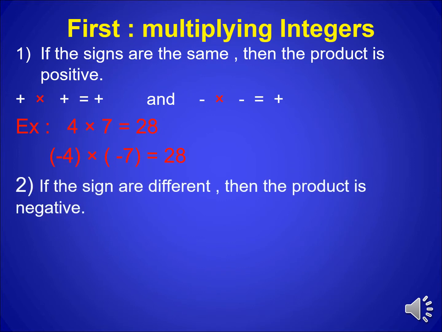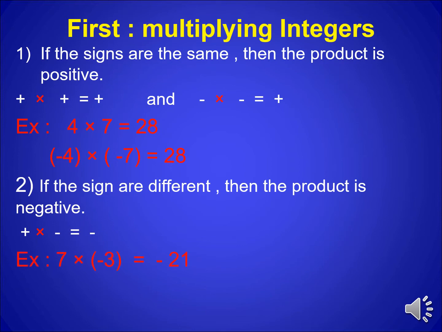Number 2, if the signs are different, then the product is negative. That means if I have positive multiplying by negative, the answer will be negative. And if I have negative multiplying by positive, the answer will be negative also.